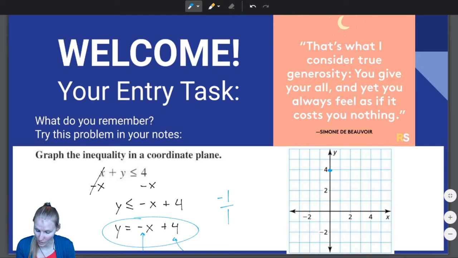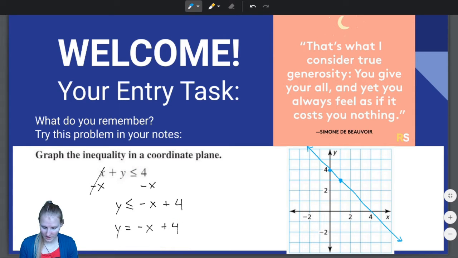So I'm going to rise negative 1. I'm going to go down 1 over 1. And I'm going to draw a line through these 2 points. Now it's a solid line because we are less than or equal to. Now step 2 is to test a point. So we'll test 0, 0 because it's easiest.